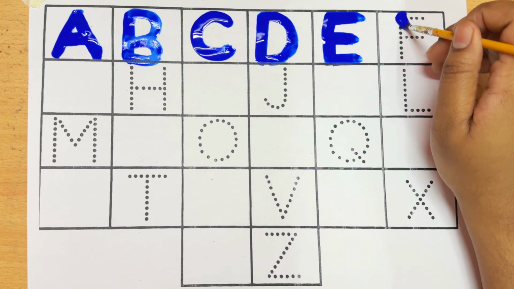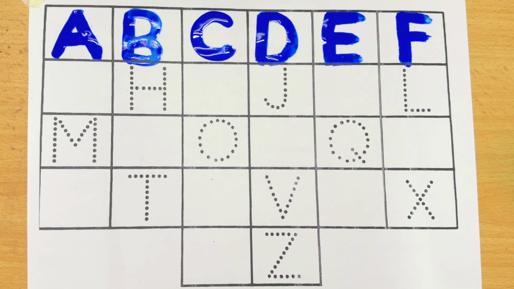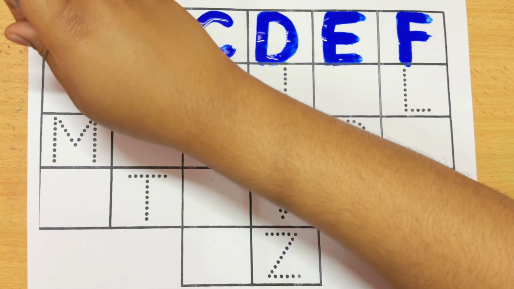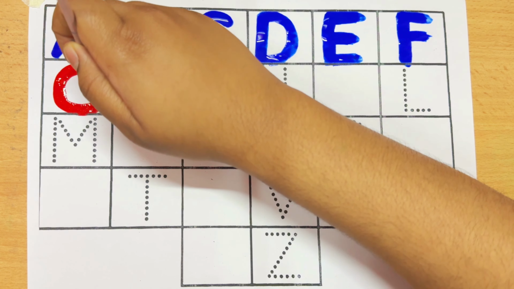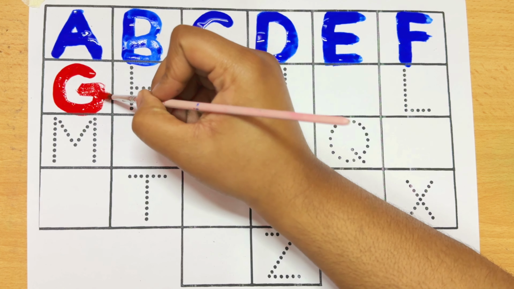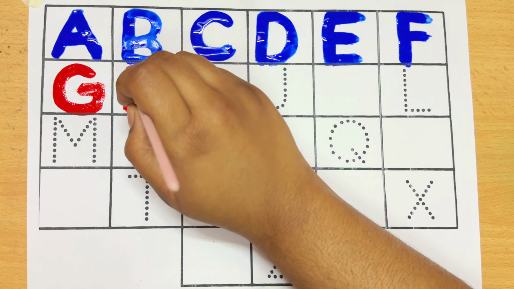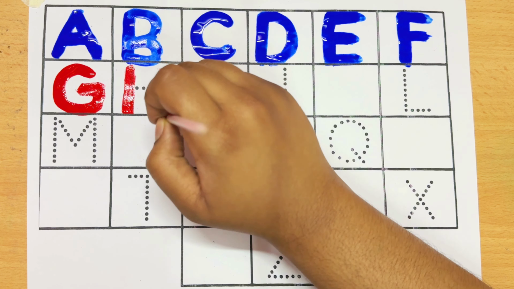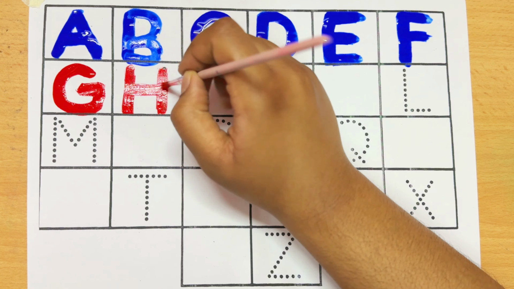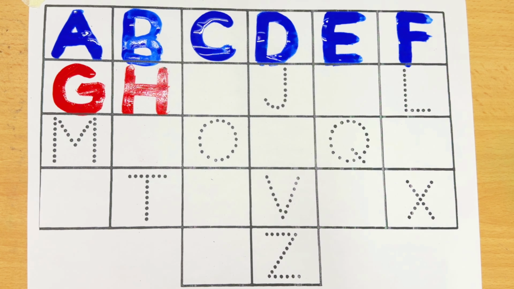F. F for family. F for friends. Blue color. G. G for garden. G for gold. H. H for house. H for host. H.